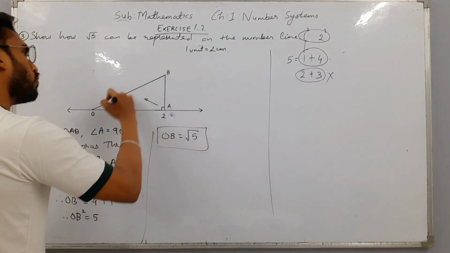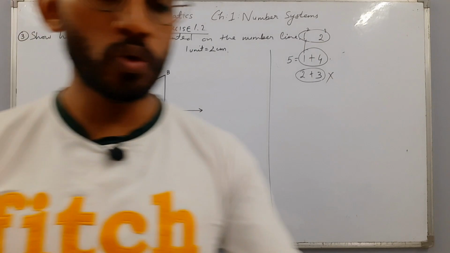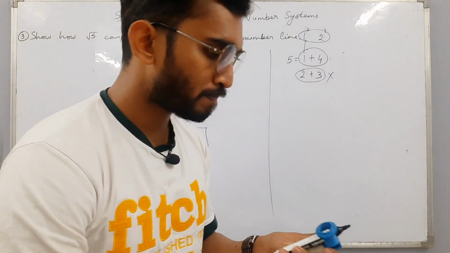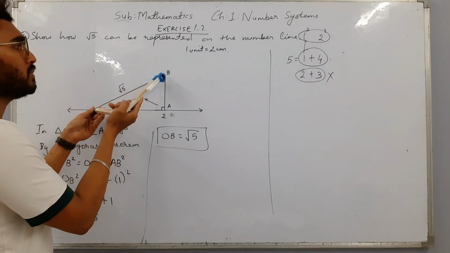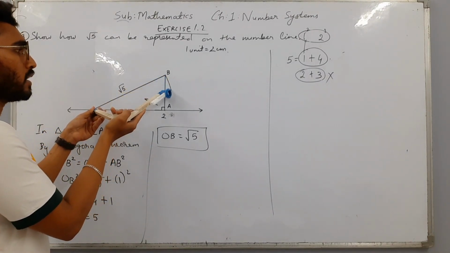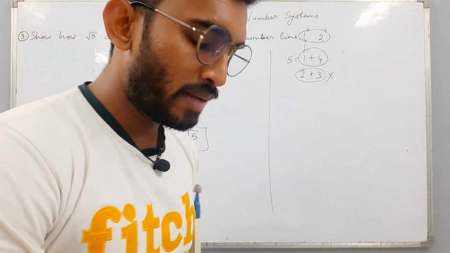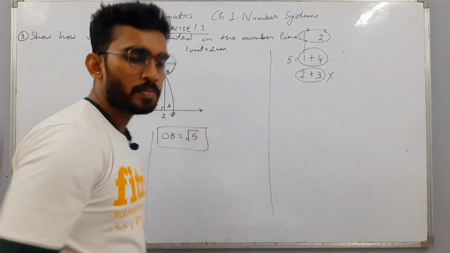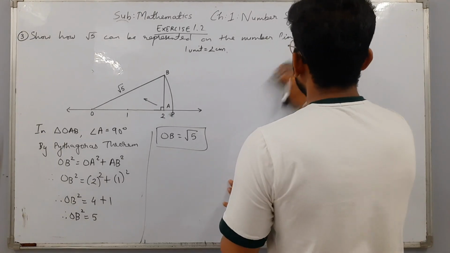So we got OB equal to root 5, as we got before root 2 and root 3. Now take the compass, taking O as the center, and till B we have to take the radius, mark an arc on the number line, and name that point P. And this P represents root 5.